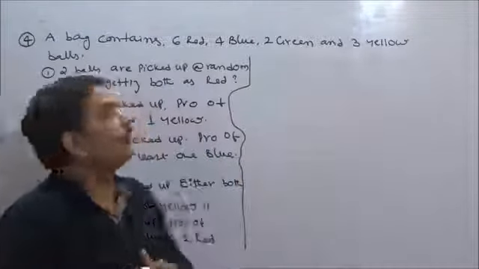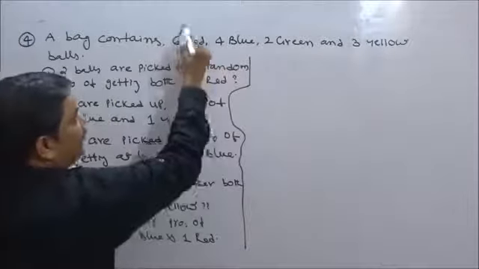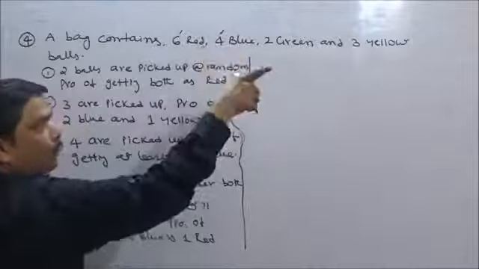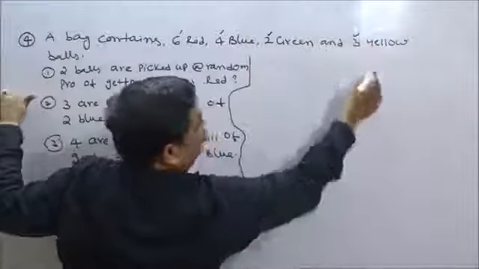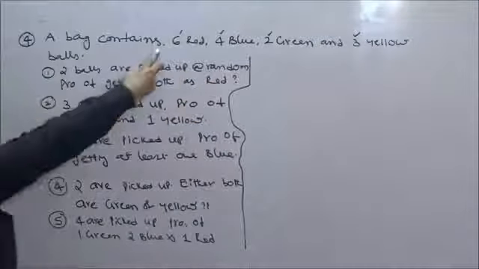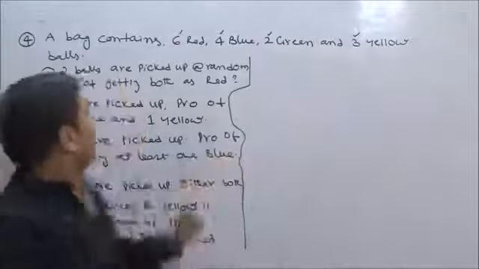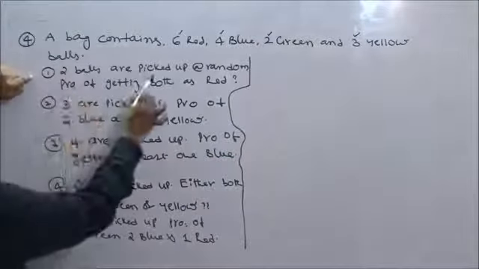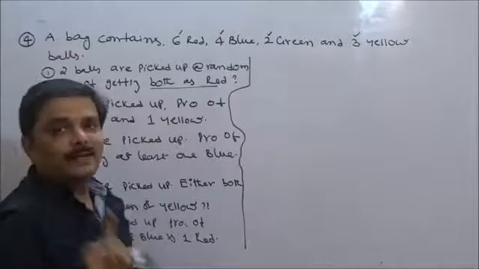Now first of all, what to do, students? What is the total number of balls? 6 red, 4 blue, total 10, 2 green, 12, plus 3 yellow, that is 15. So 10, 12 plus 3, 15. Alright. So now, first question, 2 balls are picked up at random. What is the probability of getting both as red?